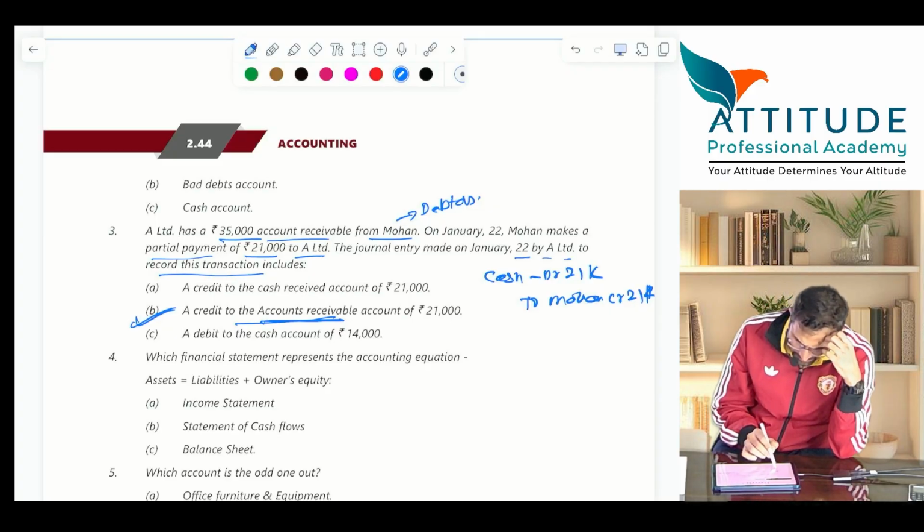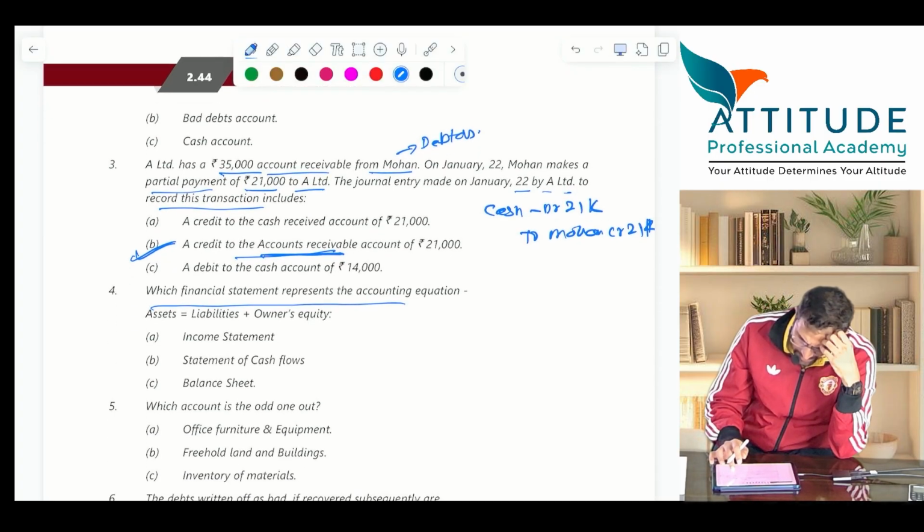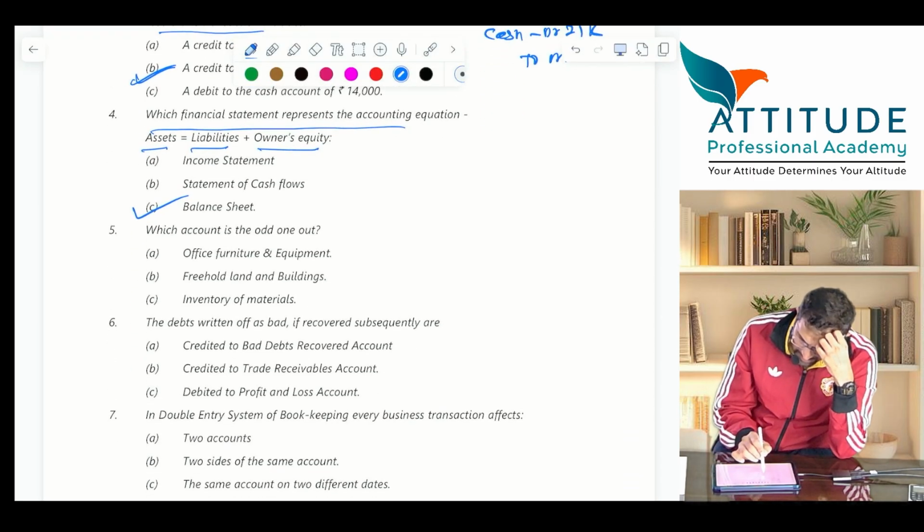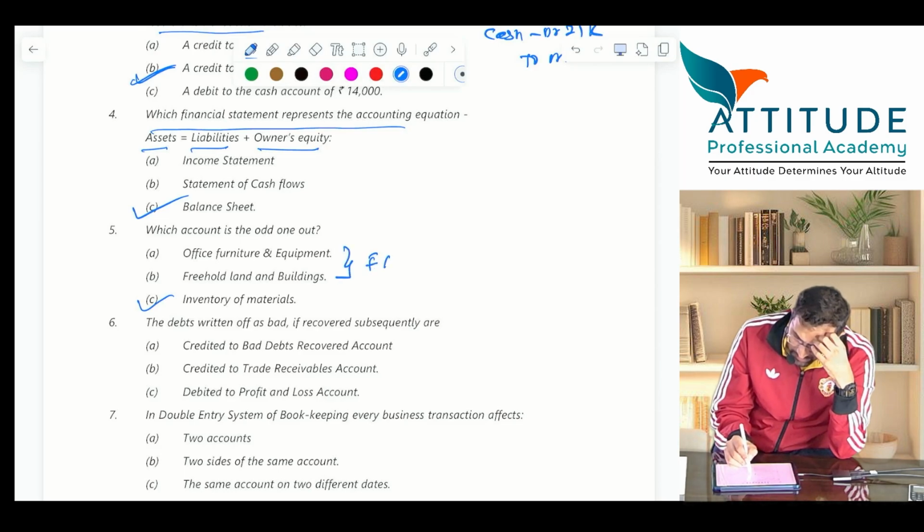Next, the financial statement represents accounting equation. Tell me. Asset is equal to liability plus owner's capital. Which financial statement? Income statement, cash flow statement or balance sheet? Balance sheet. Which account is the odd one out? Furniture and equipment, freehold land and building, inventory of material. Why? Because these two are what? Fixed assets. This is a current asset. So that is the odd one out.